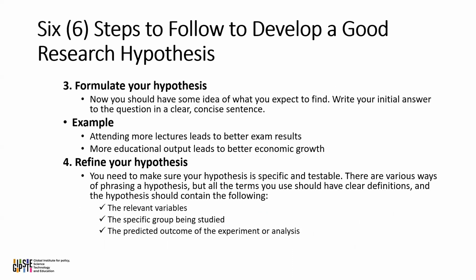The third step or criteria is formulate your hypothesis. Now you should have some idea of what you expect to find. So you write your initial answer to the question in a clear and concise sentence. A typical example: attending more lectures leads to better exam results. Because there may be some relationship between the rate at which students attend and pay attention to the lectures. It may have a direct influence on the outcome of the class.